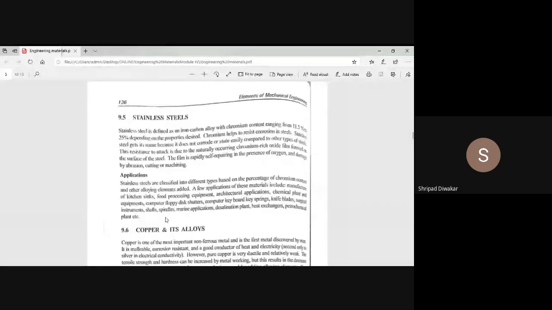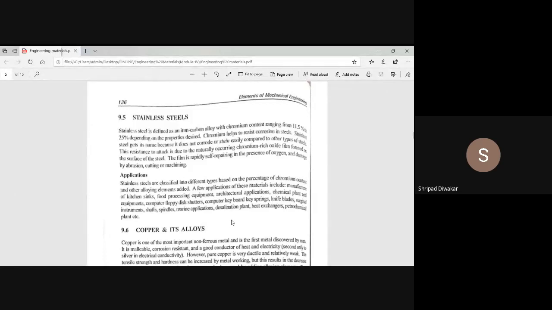You'll come across it in automobile parts, marine applications, desalination plants, heat exchangers, and petrochemical plants where stainless steel is used. You remember, where there is corrosion, we are going to prevent it. In such cases, stainless steels are preferable, mainly for kitchen utensils, kitchen sinks, knives, then architectural applications and computer keyboards. Everywhere stainless steel plays very important roles, even for automobile parts like shafts and spindles.